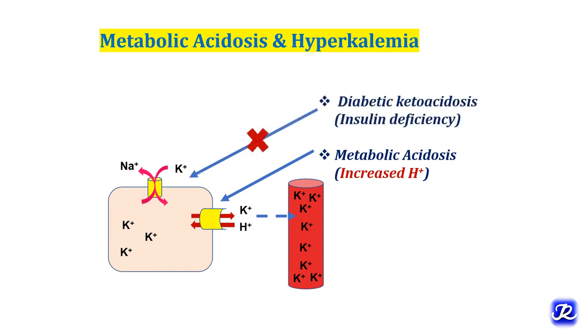Diabetic ketoacidosis is also an important cause of metabolic acidosis, and it occurs due to insulin deficiency. The sodium potassium pump is blocked in this condition because of insulin deficiency, and the potassium ions from blood cannot enter the cell and they remain in the circulation, and it also results in hyperkalemia.